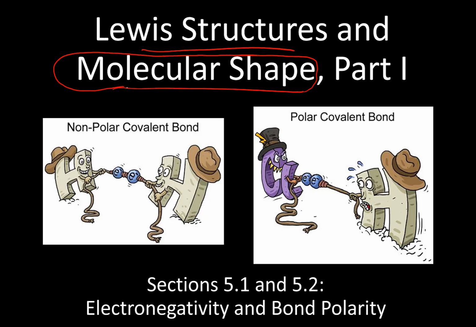But we have to build up to this slowly. And this begins with understanding two concepts. One concept is electronegativity, and that leads to this other idea of bond polarity. So in this video, we're going to be focused on covalent bonds. We're going to look at nonpolar and polar, but we're also going to bring ionic bonds back into the picture as well.